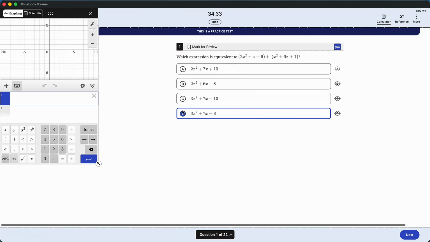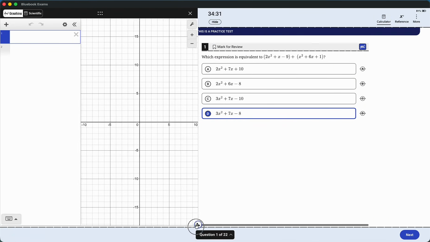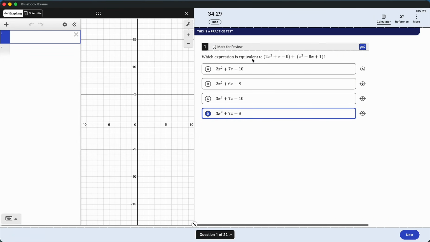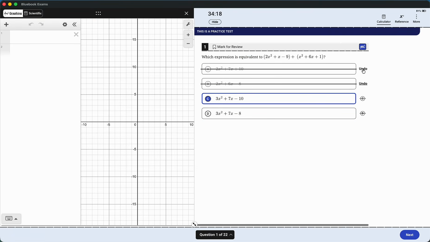All right, first one here. Open up Desmos. I like to have it half the screen. This one's an equivalent problem. You can do these in Desmos, but this one's pretty basic. Just add your like terms, 2x squared plus x squared. It's got to be a 3x squared one, right? x plus 6x, 7x, and then negative 9 plus positive 1, negative 8.